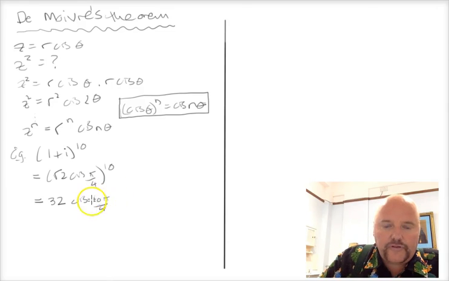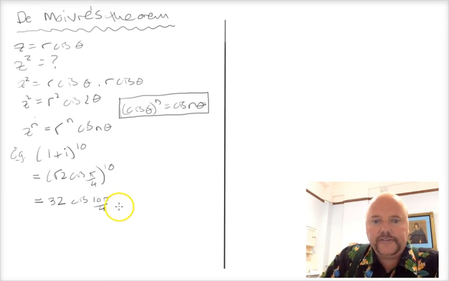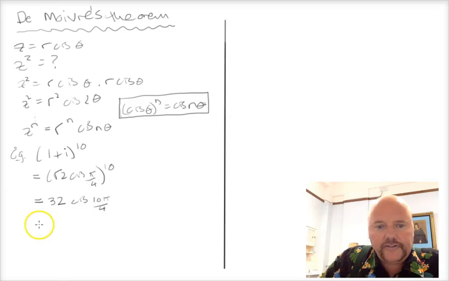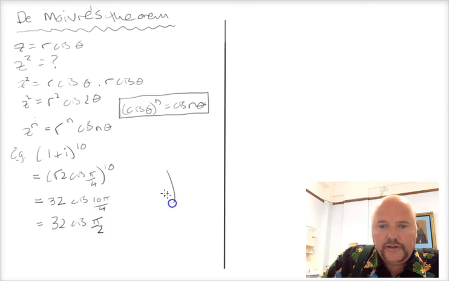Now, it's probably worth trying to work out what this number here is, because you can't write an argument bigger than 180 degrees. Now, pi on 4 is 45 degrees, times 10 is 450. That's actually 90 degrees. So this isn't a bad answer, 32 cis pi on 2. However, if you have a bit of a think about it, pi on 2 is an argument which is right up here somewhere. So if you thought about it in an expanded form, it's cos pi on 2 plus i sine pi on 2. Cos pi on 2 is 0, that goes, sine pi on 2 is a 1, so it just becomes i. So the best answer you could write for this is 32i.